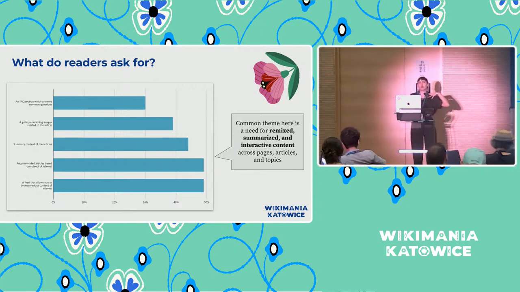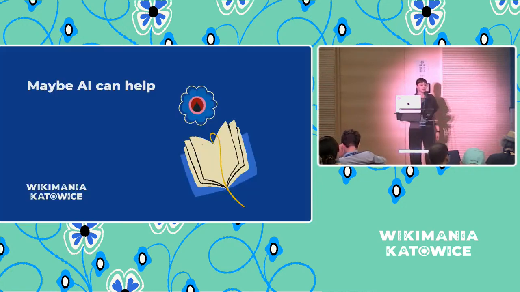It wasn't, oh, I need content on this specific topic, on this specific article. And it was interesting because we were seeing this across a lot of different languages that do have existing content gaps. But what we were really seeing over and over again is, no, I want to find the content that's already there, and that's really difficult for me to do. So the common theme was that people really want remixed, summarized, and interactive content across pages and articles so that they can have an easier time learning.